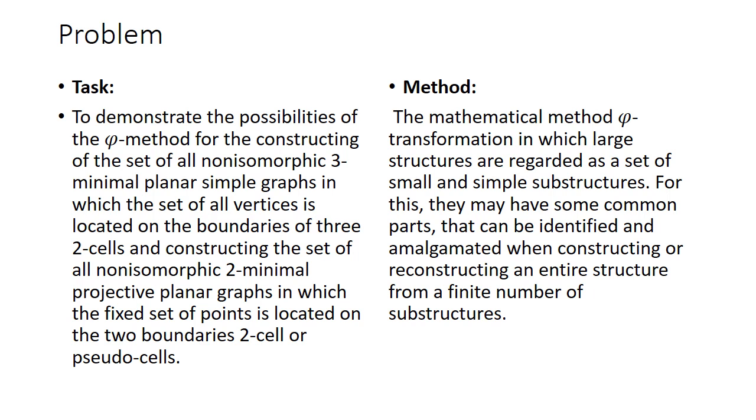The mathematical method phi transformation, in which large structures are regarded as a set of small and simple substructures. For this, they may have some common parts that can be identified and amalgamated when constructing or reconstructing an entire structure from a finite number of substructures.